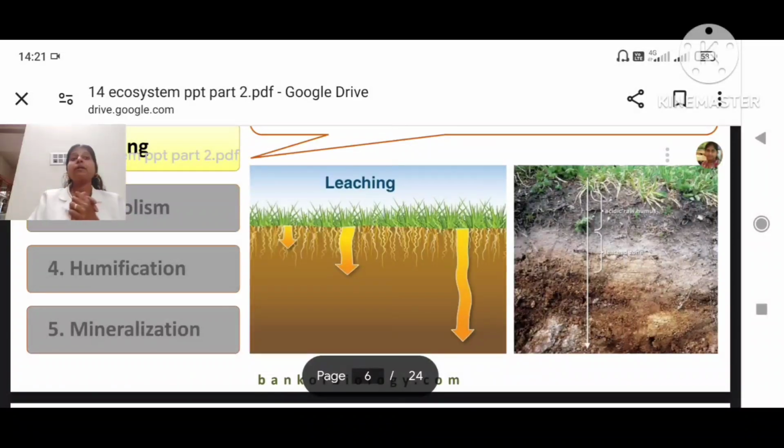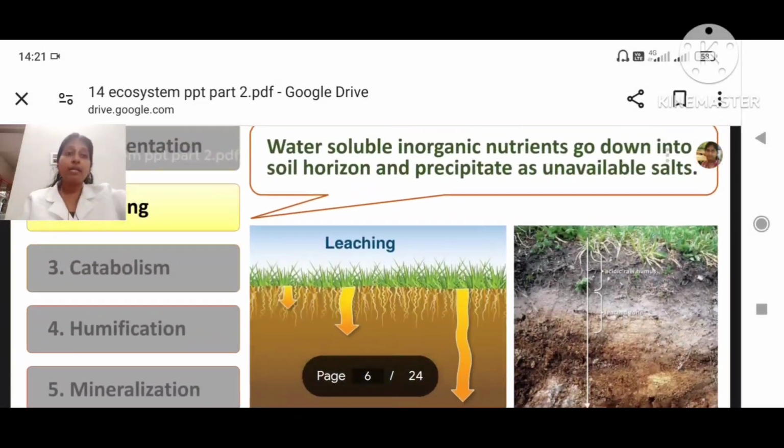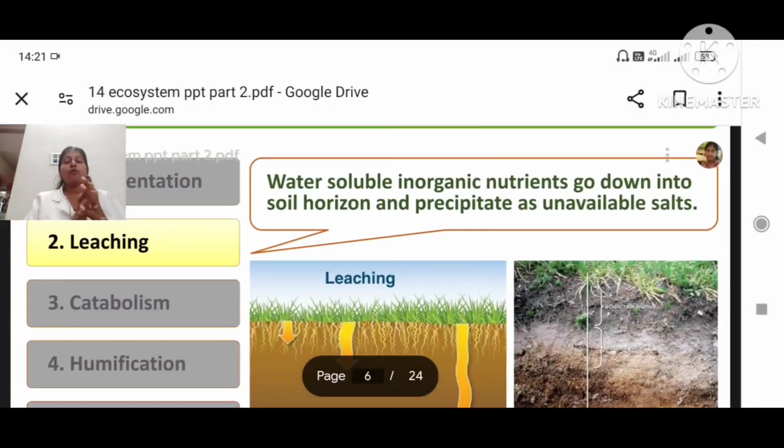When it goes deep underneath, what will happen? It is unavailable soil. Some of the soils will remain as what? Unavailable. Inorganic substances will be going underneath, and they will remain as what? Unavailable salt. So this process we call as what? Leaching.